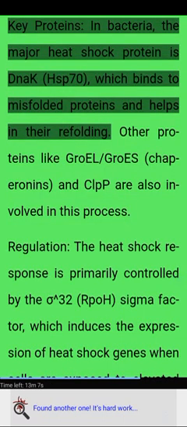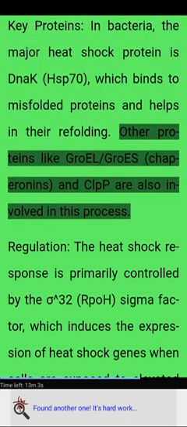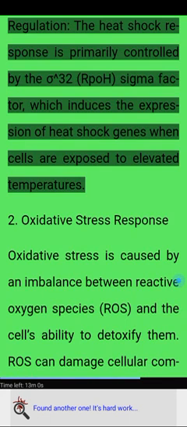Key proteins. In bacteria, the major heat shock protein is DnaK (HSP70), which binds to misfolded proteins and helps in their refolding. Other proteins like GroEL, chaperonins, and ClpP are also involved in this process. Regulation. The heat shock response is primarily controlled by the sigma-32 (RpoH) sigma factor, which induces the expression of heat shock genes when cells are exposed to elevated temperatures.